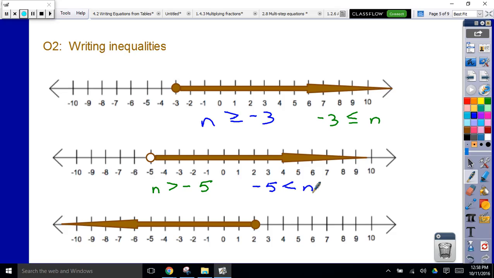Okay, last one, Seth. n is less than or equal to 2. Good. What's the other way? 2 is greater than or equal to n. Good, nice job. Okay, next set of slides are 3 for you to try, so I'll give you a second so you all get a chance to try writing these, and then we'll talk about these as well.